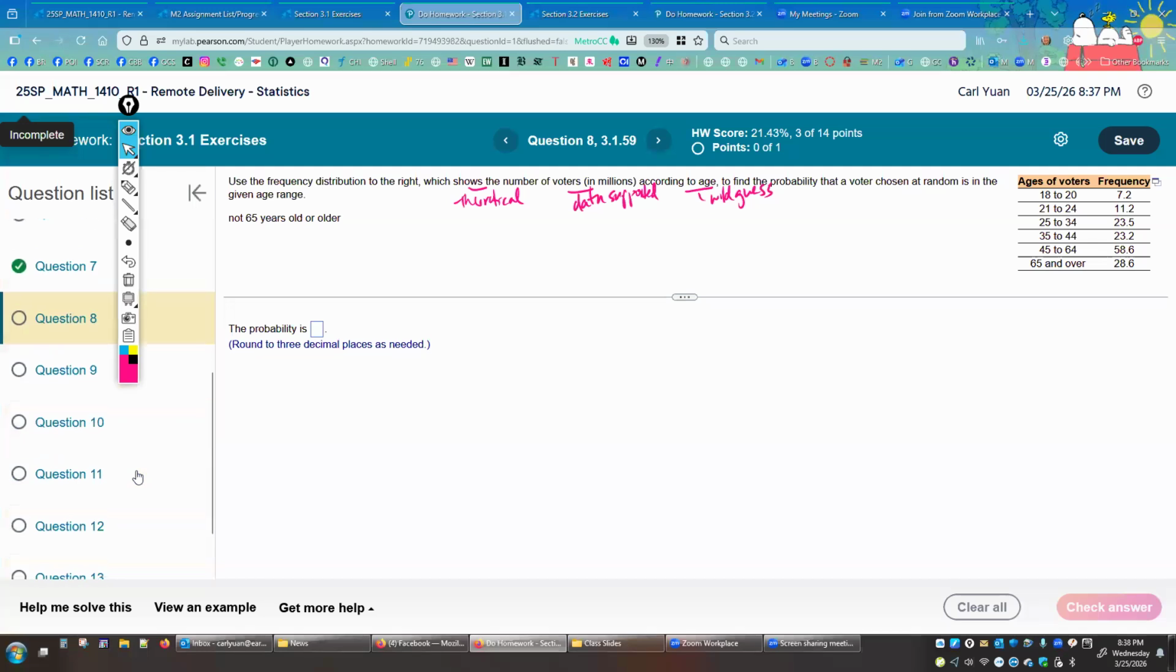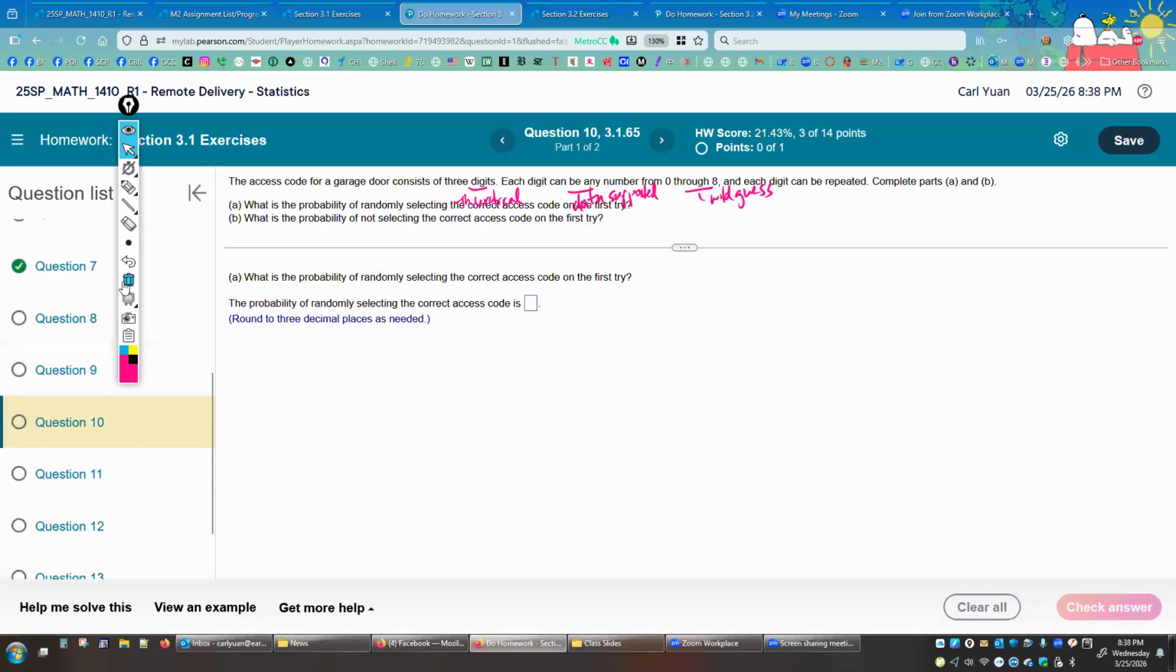Let's do number 10. So number 10 says the access code for a garage door consists of 3 digits. Each digit can be any number from 0 through 8, and each digit can be repeated. So 3 digits. Okay, so let's draw a picture.